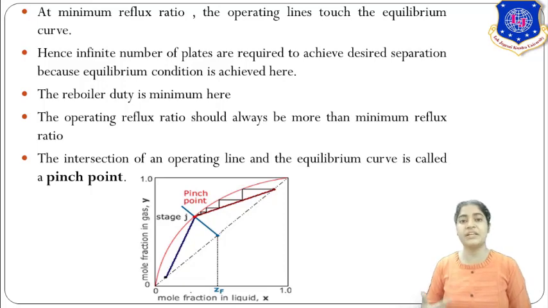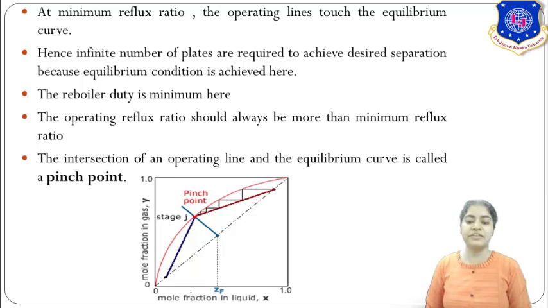It means the number of plates required here is infinite, because the equilibrium condition is already there. It means there is no scope of mass transfer at minimum reflux ratio. So infinite number of plates are required here. Now the reboiler duty, of course, is minimum, because the liquid which you have to reboil again to vaporize would be very little, right? Hence your reboiler duty is less.